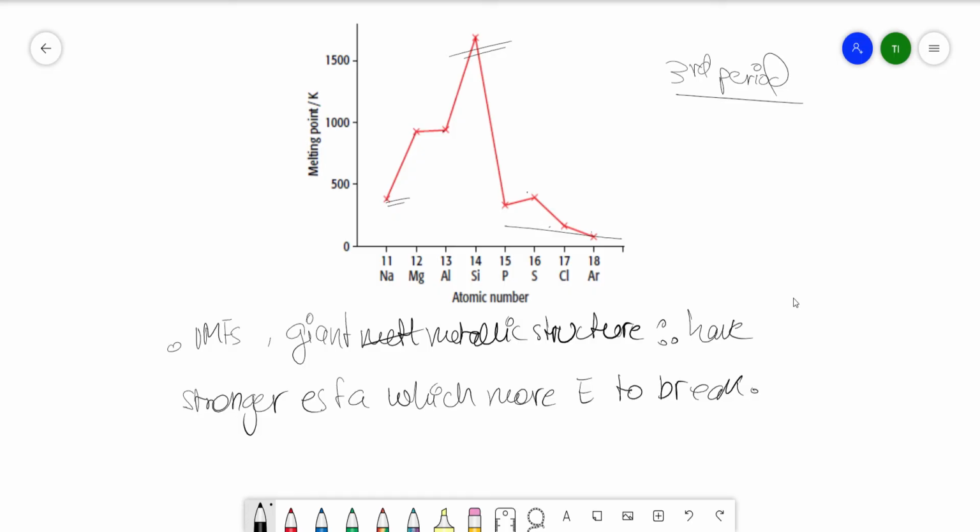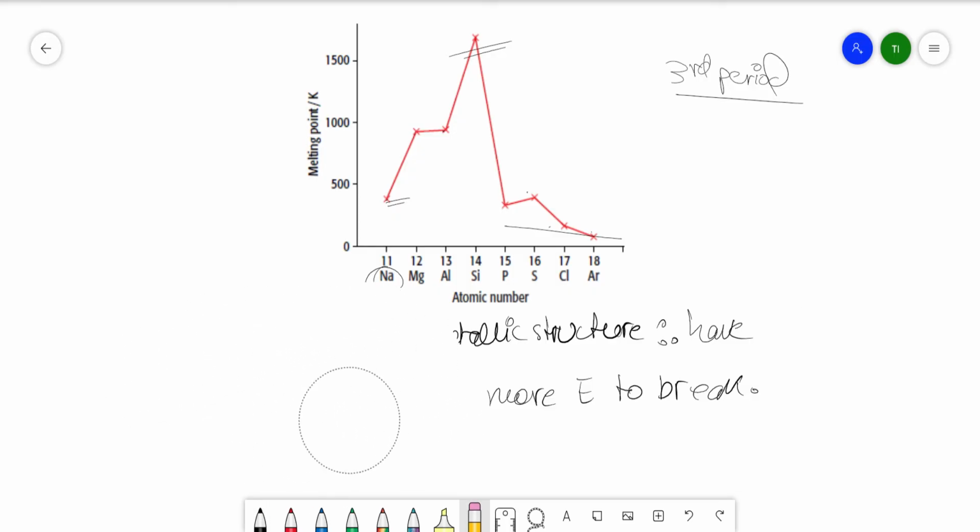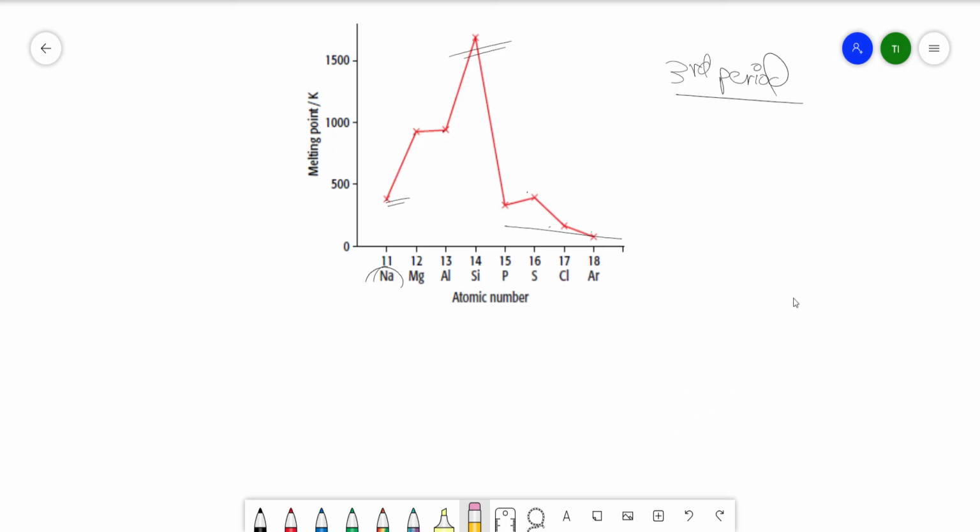Okay, and sodium is a group 1 metal, and therefore it has a much lower melting point. It's much more reactive, as you recall from the alkali metals in your IGCSE years. Now let's move on to why silicon has such a high melting point. It's even higher than the metals. It's obviously higher than the non-metals.